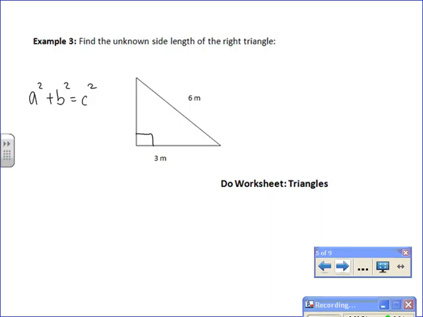Okay, so let's look at this triangle. Again, there's my 90-degree angle. Let's put that in for ourselves. Immediately, I start by labeling my triangle. So let's look across from that right angle. So the 6-meter side over here is C. It's my hypotenuse.